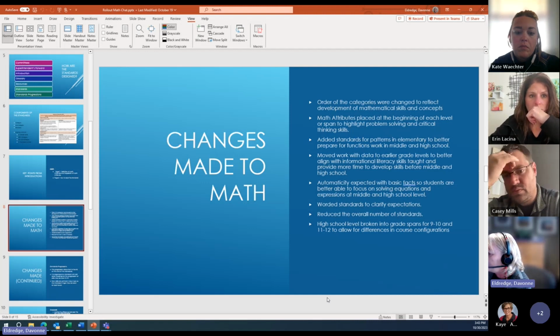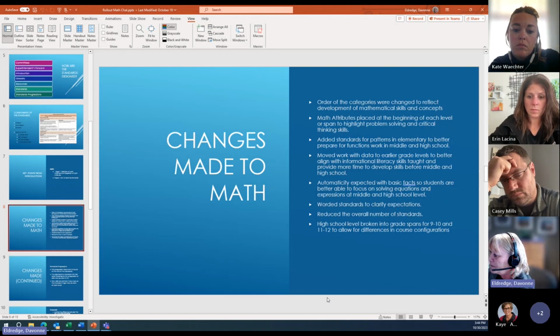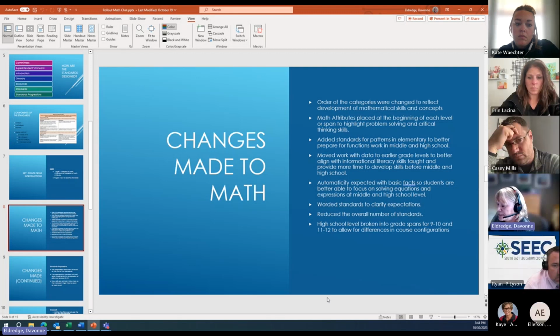We added standards for patterns in the elementary to better prepare for function work in the middle and high school. And we started that work at kindergarten because we found that students were working on patterns in kindergarten anyway. We moved work with data earlier in the grade levels to align with the informational literacy skills and to provide time to develop those skills before middle and high school. As we looked at data, we found that our students were weaker in the areas of geometry and in data. And so we wanted to make sure that they were exposed to the data a little bit earlier.